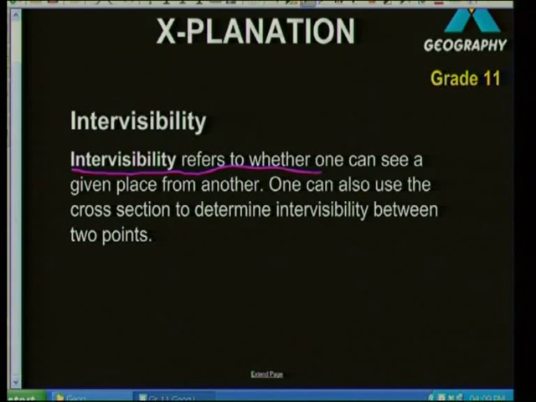Intervisibility, a very simple one. The word is longer than the steps that you need to take. Intervisibility refers to whether one can see a given place from another. You can also use the cross section here. Let's go back to some cross sections.